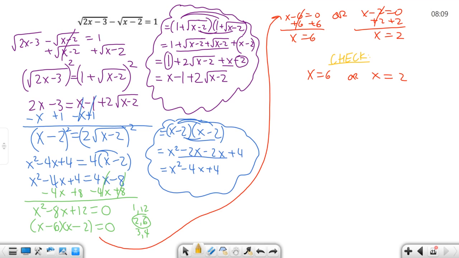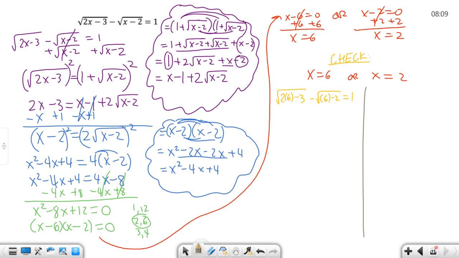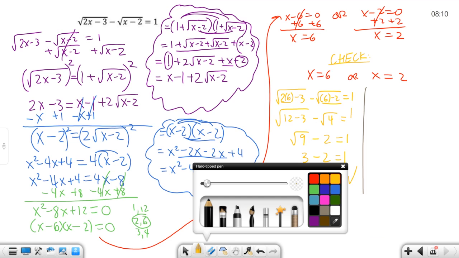In the original: square root of 2 times 6 minus 3 minus the square root of 6 minus 2 equals 1. So that's this first one. I'm going to divide it up with a different color here. This is going to be the square root of 12 minus 3 minus the square root of 4. The square root of 12 minus 3 is 9, and the square root of 9 is 3, minus the square root of 4, which is 2. 3 minus 2 is 1. So this is 1, and guess what? That checks out. Let's have some fun with some colors.